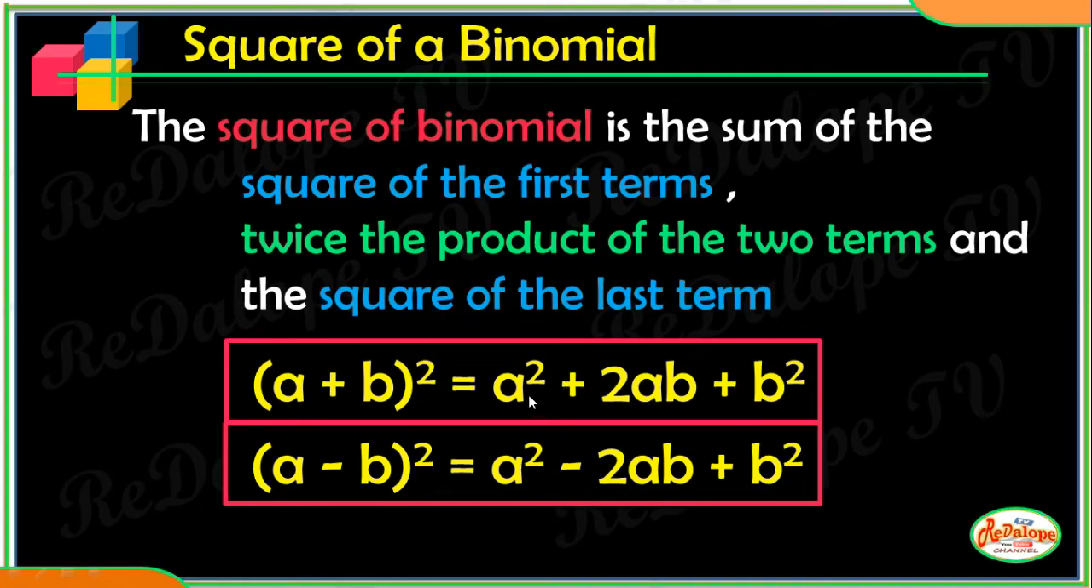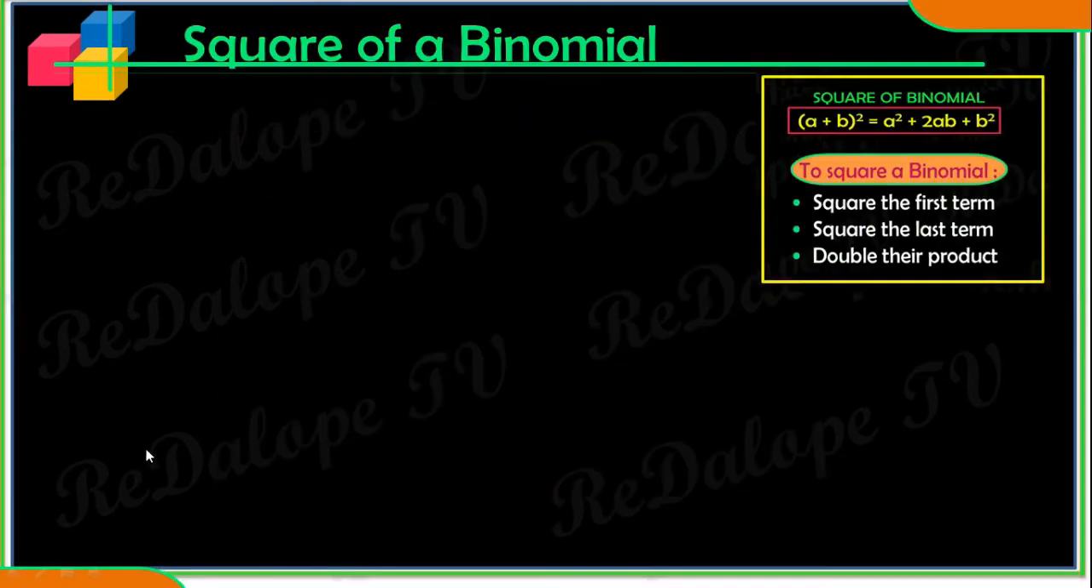To obtain the first term here, just simply square the first term, so that becomes a squared. To get the last term, simply square the last term of the given, so that is b by b, so that is b squared. And the middle term should be twice the product of the first and the second term, which is 2ab. Now, if the sign between the two terms is positive, all the terms must carry a positive sign. Now, if the sign between the given two terms is negative, the middle term will carry a negative sign. So let's have an example.